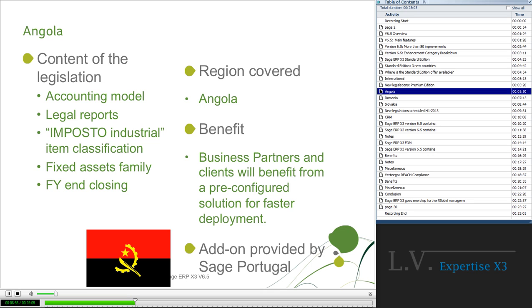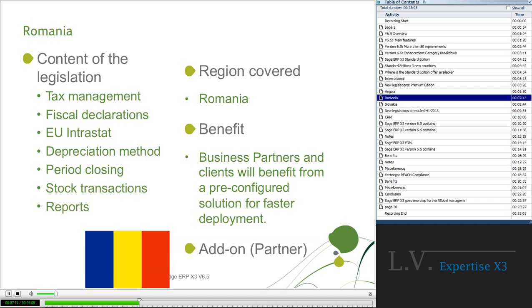Regarding fixed asset families, there is now a link between the item category and the tax depreciation, and also a feature regarding year-end closing, which means that before the end closing, new controls are applied in order to launch the P&L accounts. So that was for Angola legislation.